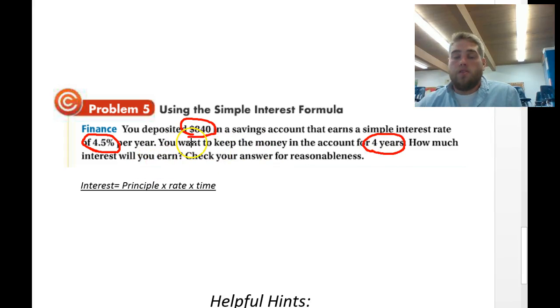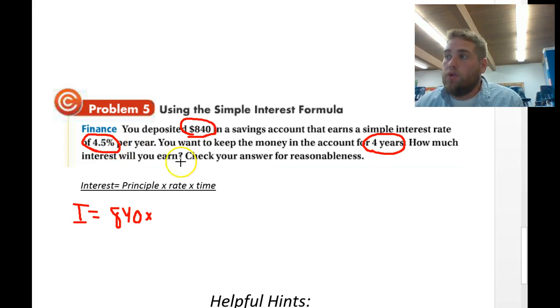Principal means how much money you initially put in. So interest equals principal, which is 840, times our rate. Our rate is a percentage, but remember, we cannot put a percentage into the equation. So I want to turn my percentage into a decimal, so I move it 2 over, so that's 0.045.